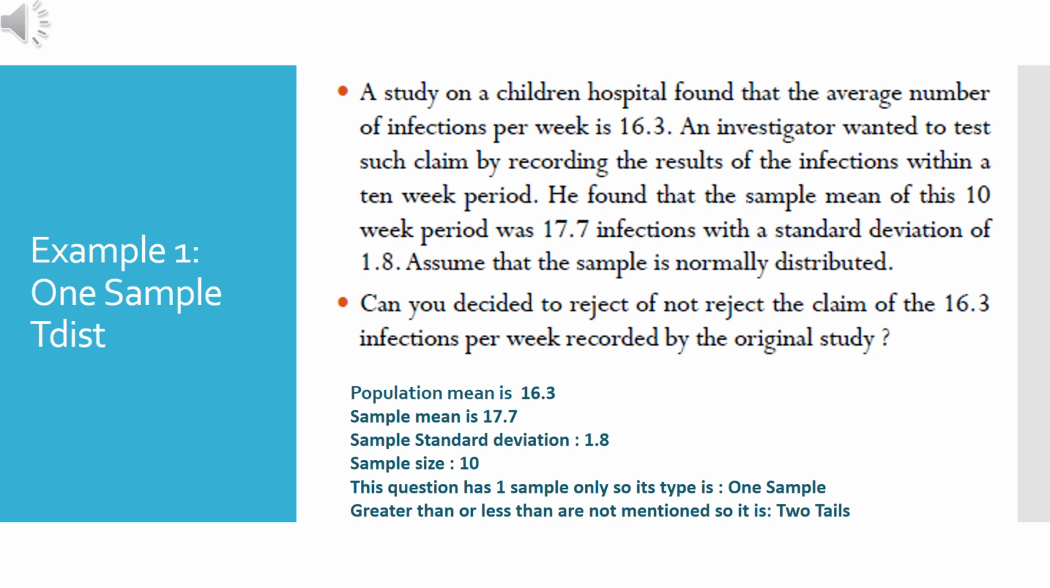Now, can you decide to reject or not reject the claim of the 16.3 infections per week recorded by the original study by using tdist? This question cannot be solved by using t-test because we only have statistics about the sample, not the samples in detail such as the sample in t-test. We have only statistics about the population, which is the population mean. We have statistics about the sample, which is the sample mean, the sample standard deviation, and the sample size is 10.